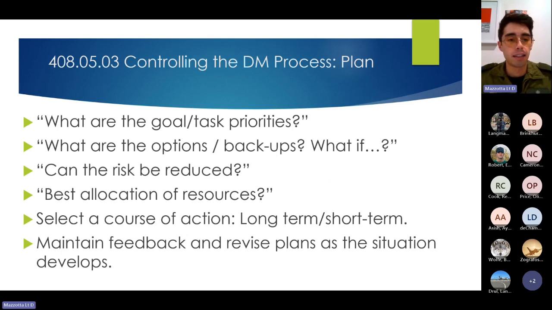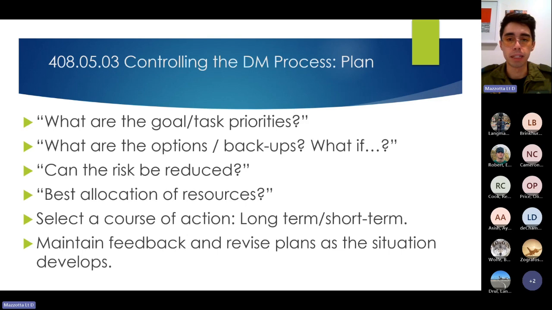When we plan our actions, right, what are the goals and the priorities for this? What options or backups do we have? How can we best allocate our resources? You want to plan based on the most amount of information that you have, revise the plan as the situation changes, and develop a contingency plan to cope with a variety of critical events as well.